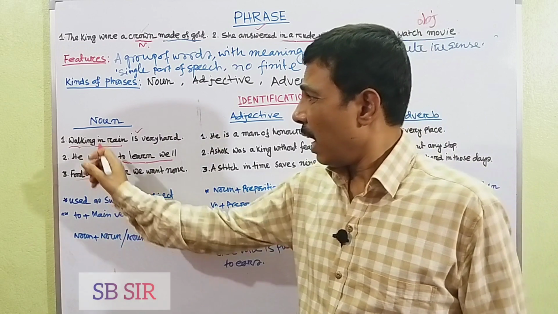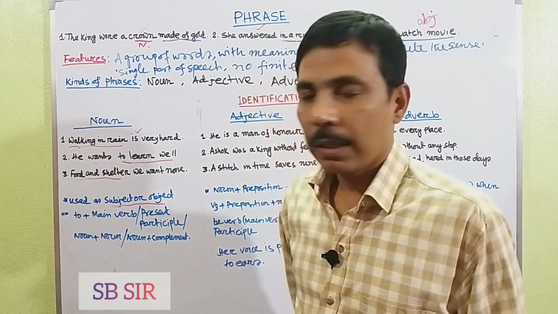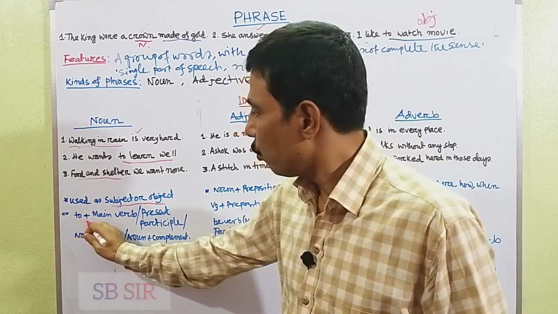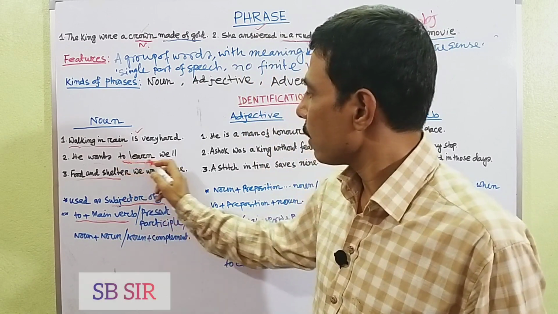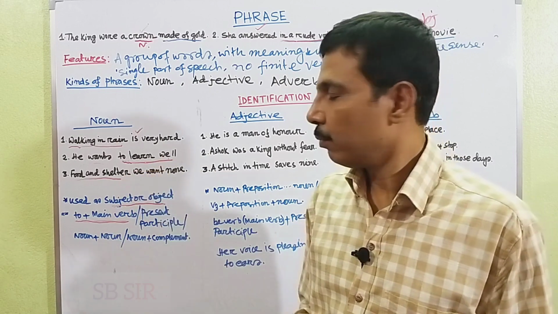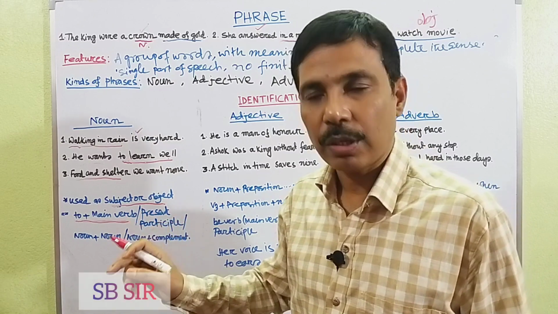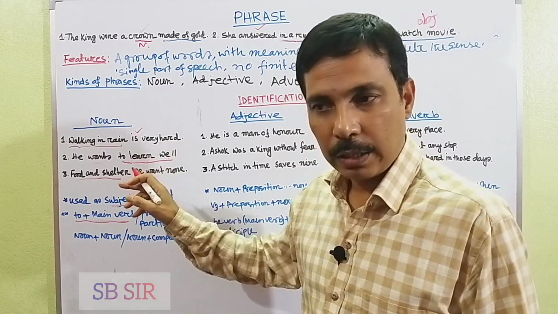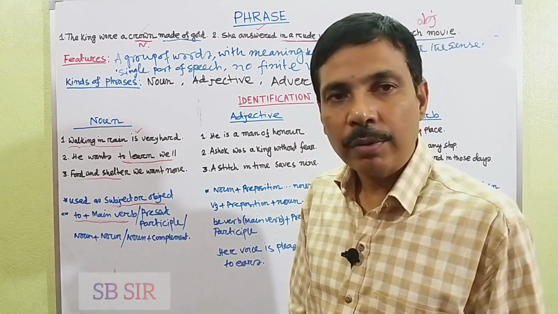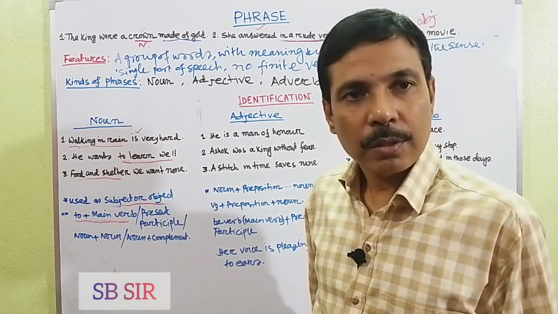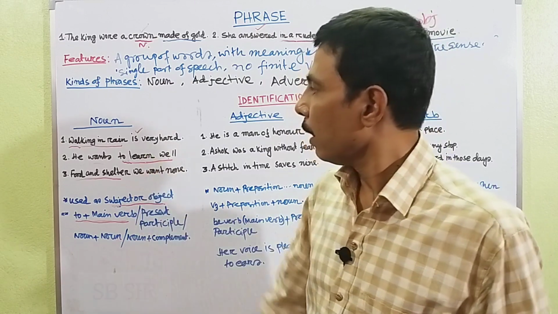Next, how can we identify a noun phrase? There is another way. You can look at the form: to plus main verb, that is, the infinitive form. To plus main verb is a form of noun phrase. To learn well, to read with concentration, to work, to complete the homework, these are all examples of noun phrases. To speak the truth is always a good habit. To speak the truth is also an example of a noun phrase.